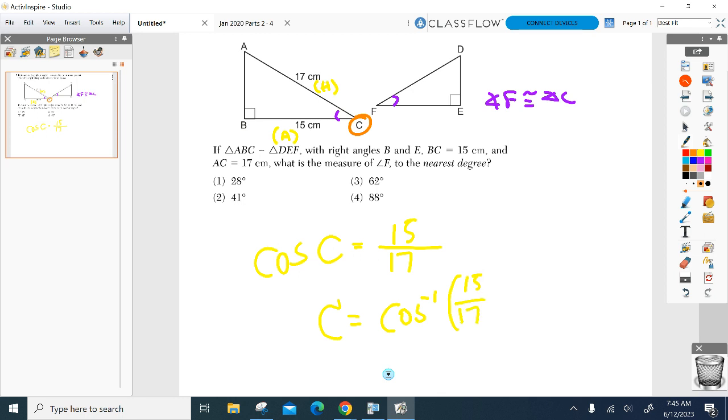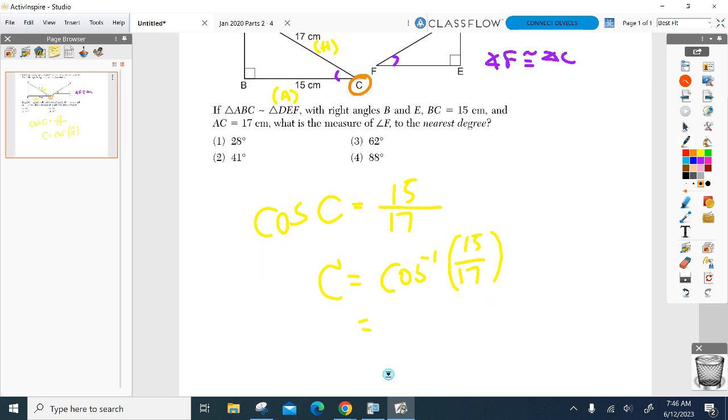The inverse cosine of 15 over 17. And this is why you need to change your calculator into degree mode. If you left it in radians, that answer might be up there, to be honest. That's how ridiculous these test makers are. If you left your calculator in radian mode, we'll put that answer up there too. Everyone should be rounding to the nearest degree and finding something in the multiple choice. We good, Nick?